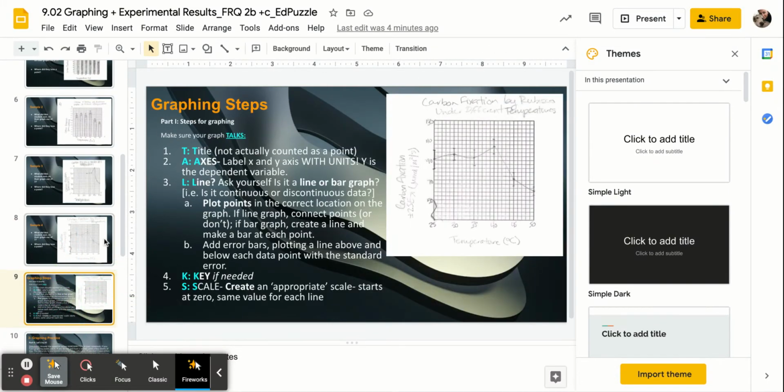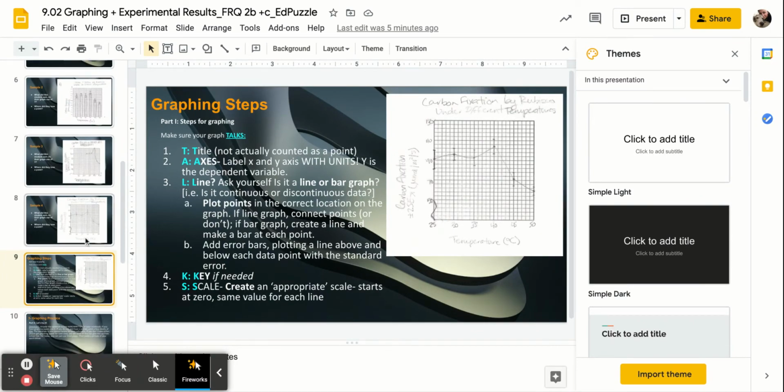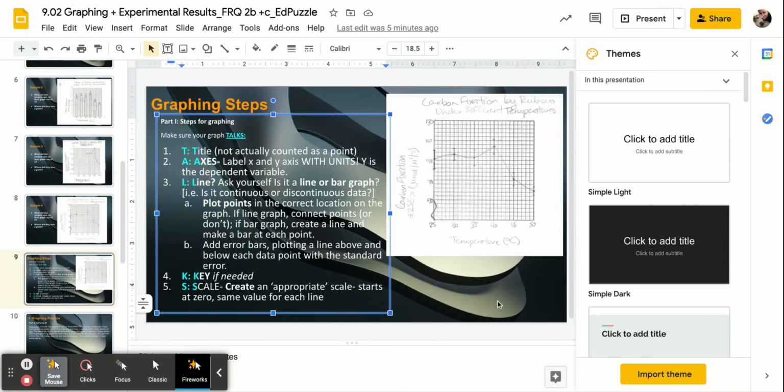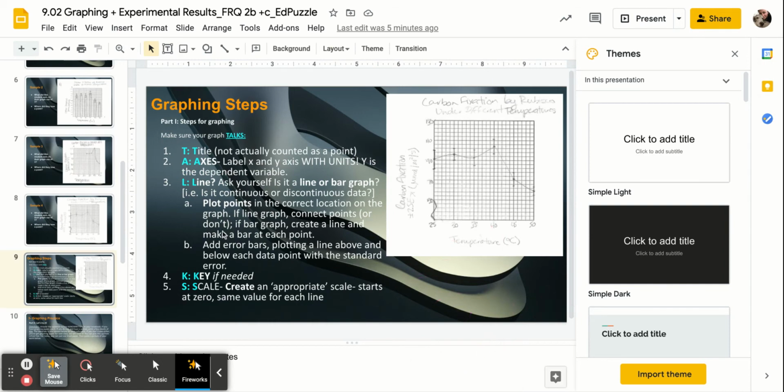So I want to give you guys an acronym that I actually learned from another AP Bio teacher. That's TALKS. Okay, so you want to make sure that your graph talks. What does that mean? T is for title. This actually isn't a point, but it is a good thing to remember normally in a graphing situation that you want to make sure you have your title. Your axes need to be labeled, okay, with units. The L stands for line or bar graph, and then actually plotting your points as well as error bars. The K is for key if needed.